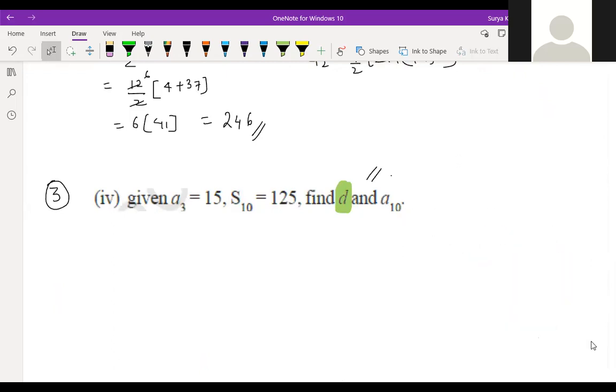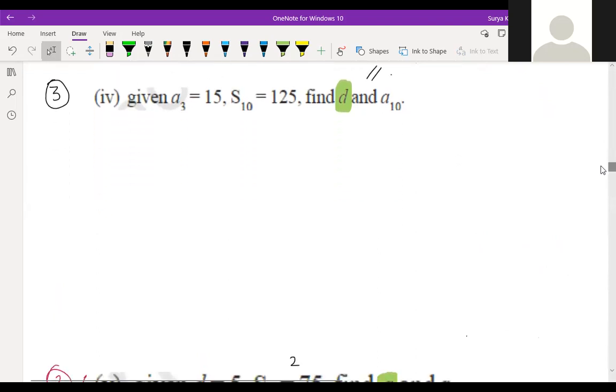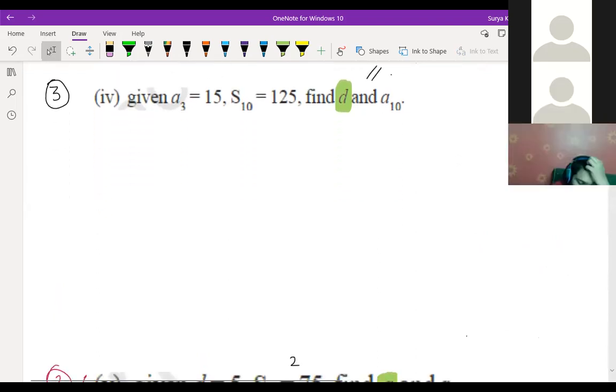So first of all, we have to try to make it easier. The question given here, we have to try to make it easier first. Tell me, Hemant, first what do we need to do here? Sir, first we need to write A3 is equal to 15. A plus 2D is equal to 15, right?